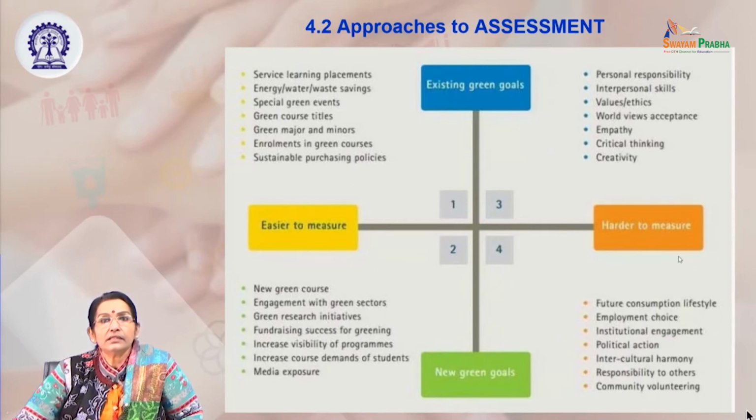Okay. Then another is the future consumption lifestyle, focusing more on the future generation, future activity. There is future consumption lifestyle, employment choice, institutional engagement, political action, intercultural harmony, responsibility to others, community volunteering. So, when we talk about the assessment, this should be the approach. Initially, measure all these attributes, then thereafter the individual progress in these aspects and responsibilities and creative thinking, the course effectiveness, the visibility of the program, publicity, media exposure, then the future plan, that is the future consumption style, etc.